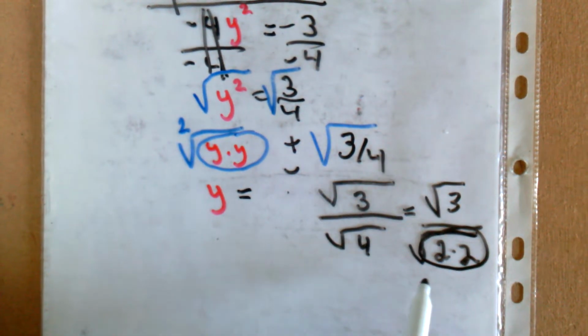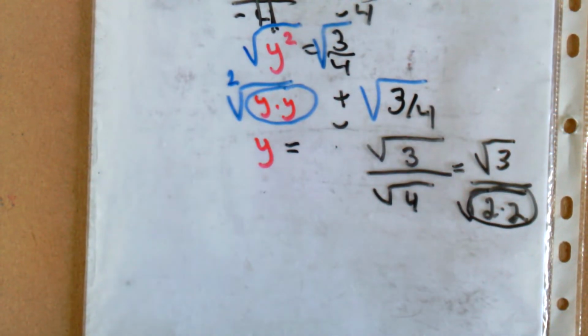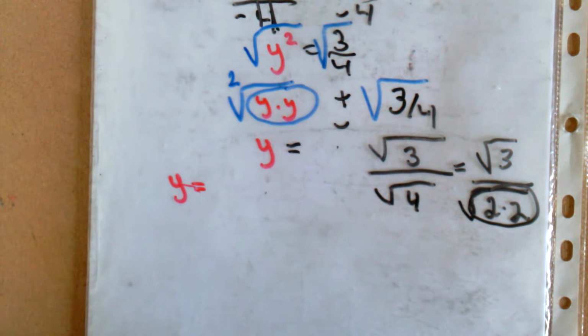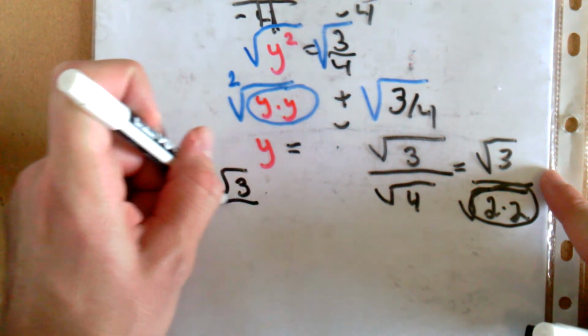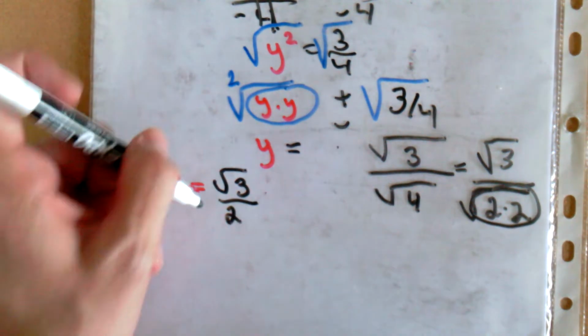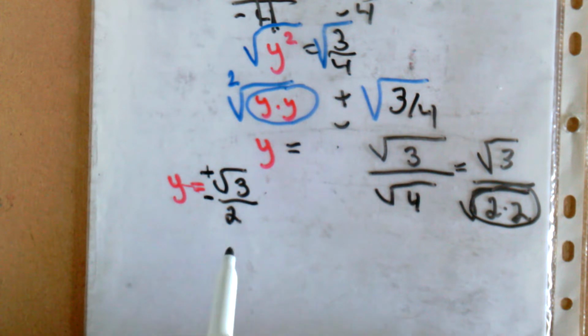So that means that 2 will come out on the bottom. So our y is going to equal the square root of 3 on the top and 2 on the bottom. So y equals the square root of 3 over 2, plus and minus the square root of 3 over 2, since we're solving for a squared variable and we have to square root.